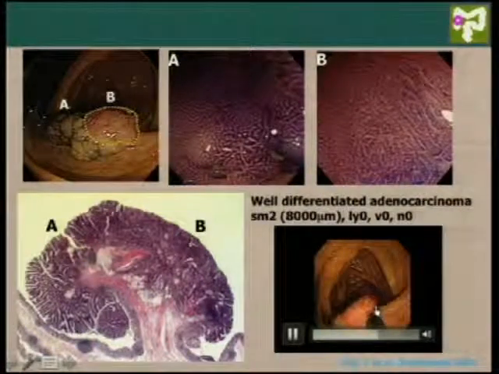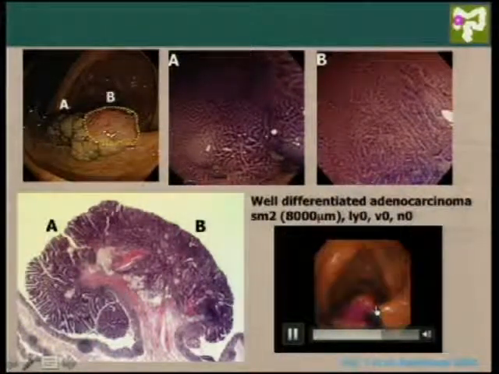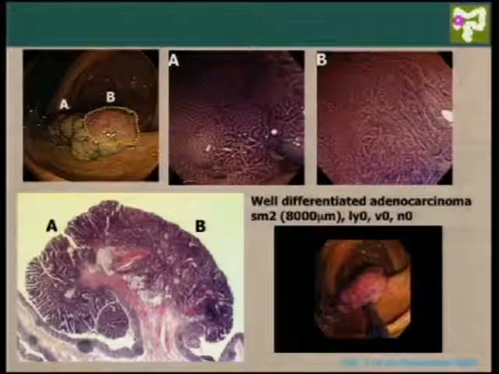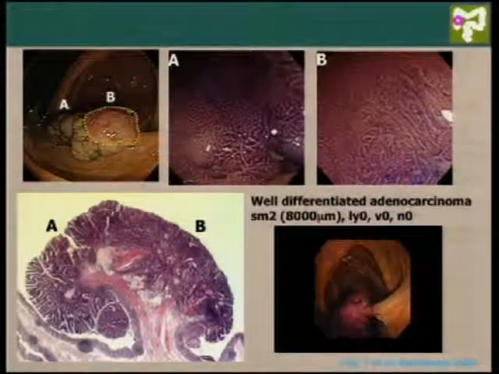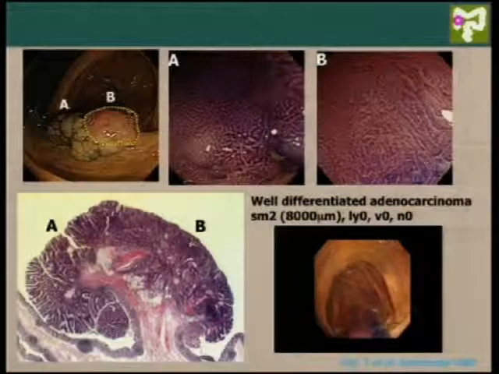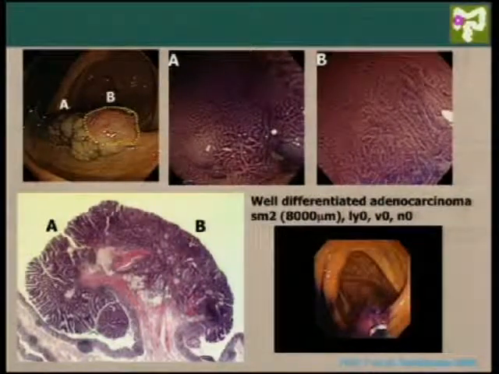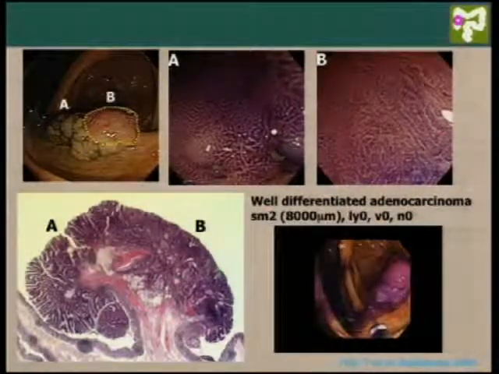And we use indigo carmine, and also when we suspect type 5 PIT, we routinely use crystal violet staining. This is a nuclear staining method, and we can get a very detailed PIT pattern.